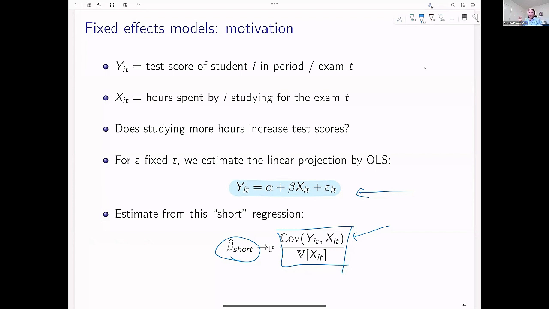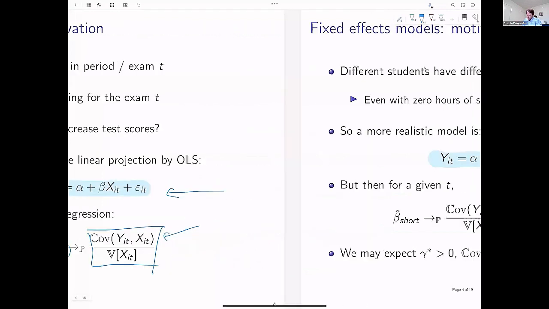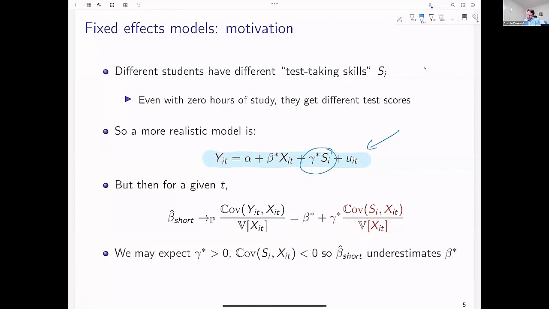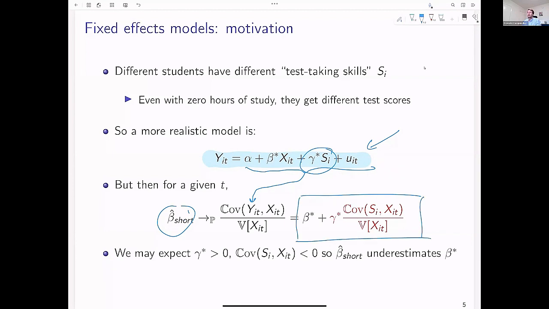So then the question is, what is the interpretation of that number? Is that number capturing something that you want? Well, you can show, and it's actually pretty simple, what you do is you just plug in this more realistic model here, replace that here, and do a little bit of algebra. And what you find is that this beta hat short, the coefficient from the short regression that only includes hours of study, will approach this term here. Okay, so that's a combination of two different terms.